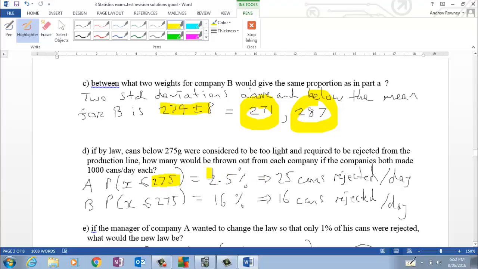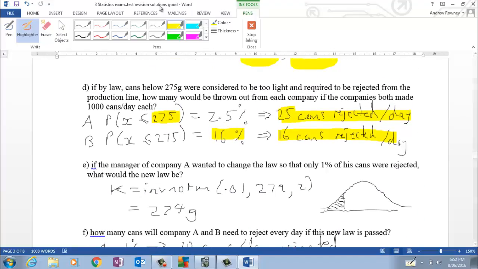Now 2.5% of 1,000 is 25, so it's 2.5 divided by 100 times 1,000, so 25 cans are rejected every day. Whereas if you do it for B, if you do the normal CDF here using company B's standard deviation, you'll get 16%, so 16 cans are rejected per day.